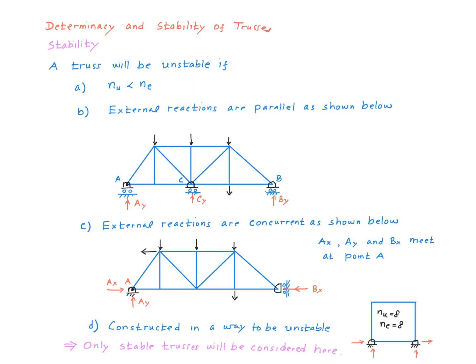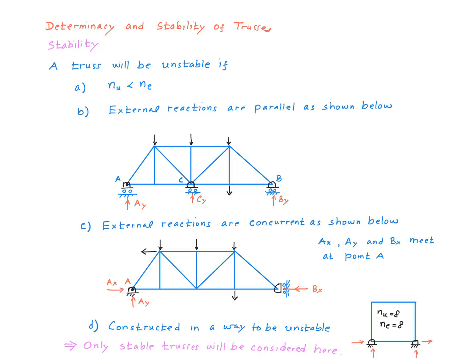Now let's discuss stability. It turns out a truss can be unstable for these reasons. It can be unstable if n_u is less than n_e. In other words, the number of unknowns of the problem is less than the number of equations available to us through equilibrium. A layman way of thinking about it is when n_u is less than n_e, you are not supporting it at a sufficient number of points in a sufficient number of directions in order to hold it stable.